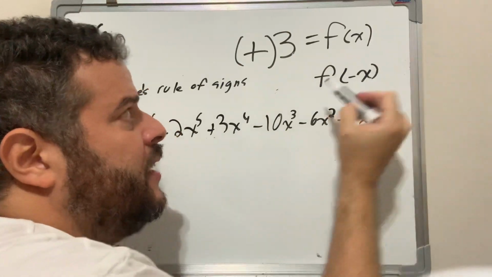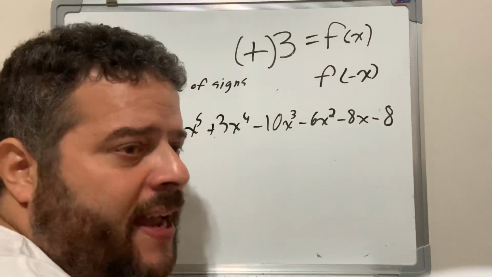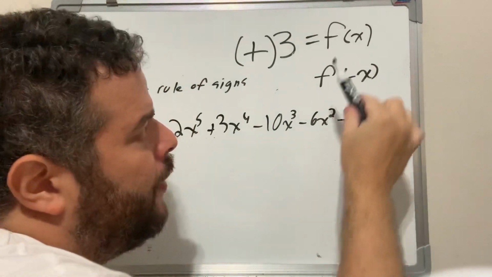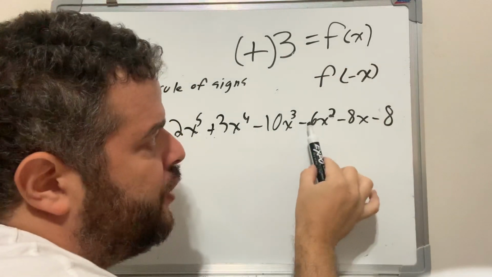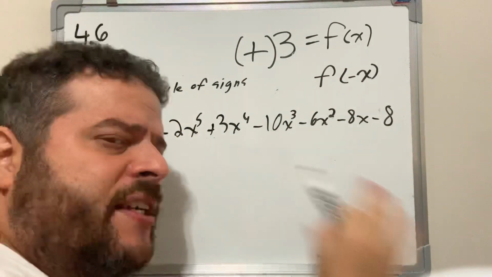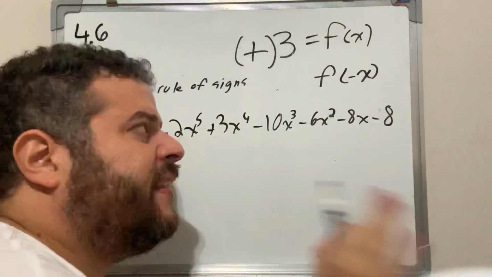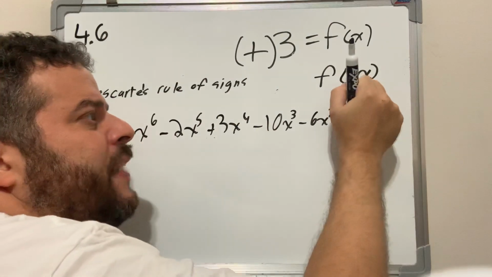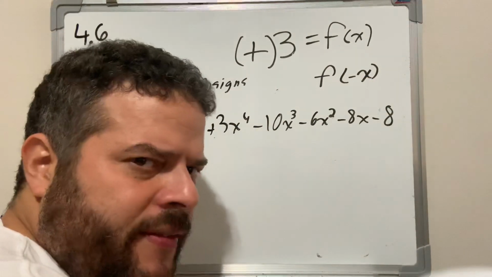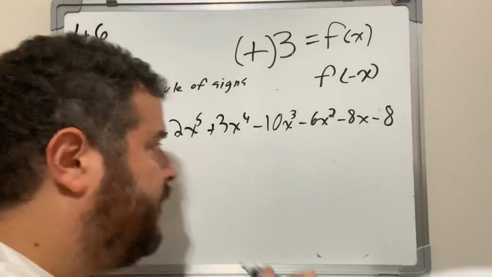Positive x tells me how many positive solutions I have. That's one way to remember it. Remember, I'm talking about x, not coefficients. I did not change anything. That means your x's are positive. Now, instead of x, I'm going to plug in negative x. I always recommend you use parentheses.